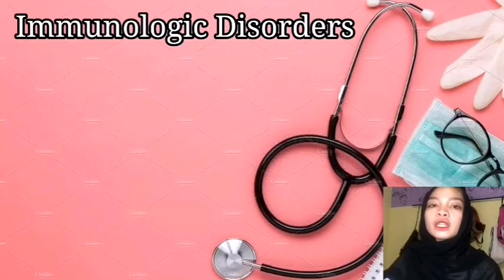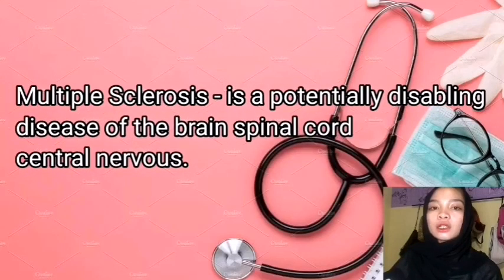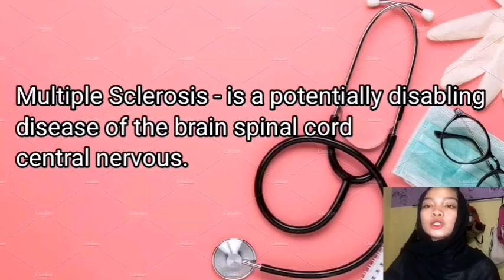So, for the first topic about immunological disorder is the multiple sclerosis. So, multiple sclerosis is a potentially disabling disease of the brain and spinal cord, the central nervous system. In multiple sclerosis, the immune system attacks the protective sheath, myelin, that covers nerve fibers and causes communication problems between your brain and the rest of the body. So, eventually, the disease can cause permanent damage or deterioration of the nerves.